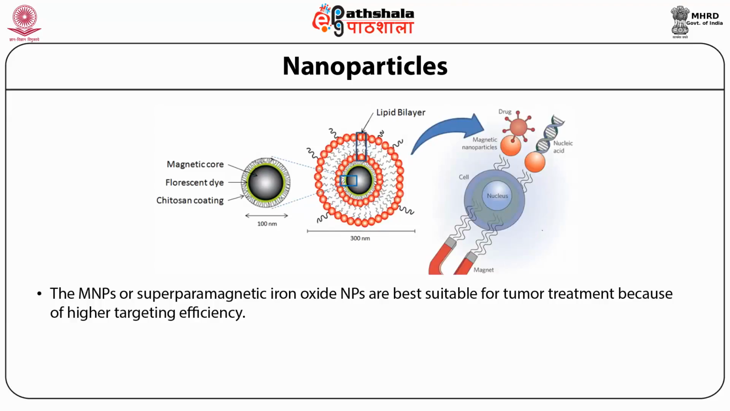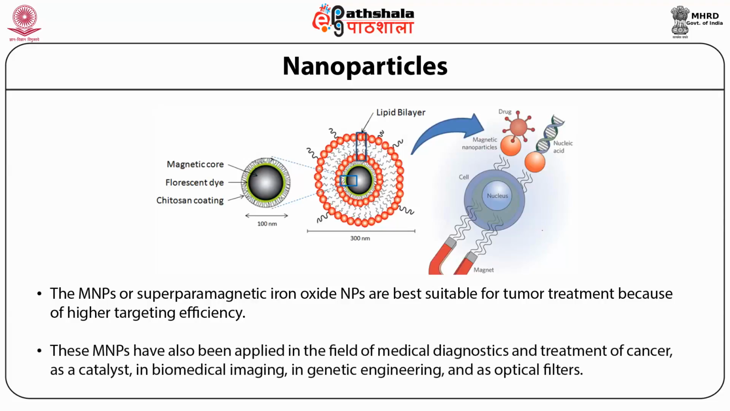The magnetic nanoparticles or superparamagnetic iron oxide nanoparticles are best suited for tumor treatment because of higher targeting efficiency. These nanoparticles have also been applied in the field of medical diagnostics and treatment of cancer, as a catalyst in medical imaging, in genetic engineering, and as optical filters.